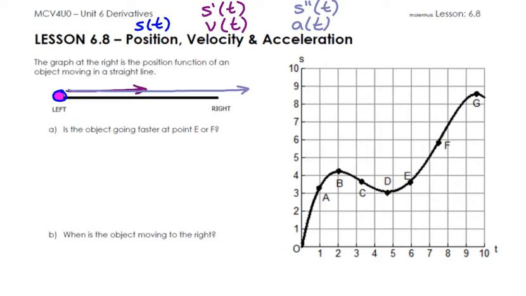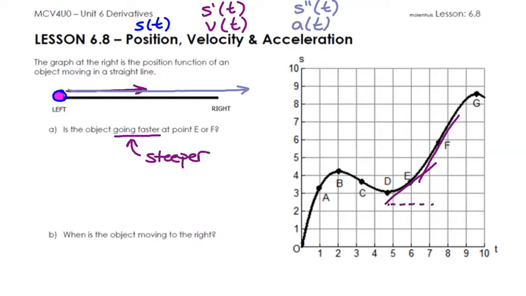All right, let's start answering some of the questions. Is the object going faster at point E or F? What are they asking you for? Are they asking you for the position, the velocity, or the acceleration? Going faster, fast means some sort of velocity. Velocity is the slope of my position graph, so I'm comparing the slopes. I want to know what the slope at E looks like versus the slope of the tangent at F. When we compare the two, how do we know which one is going faster? Going faster means, AKA, steeper.